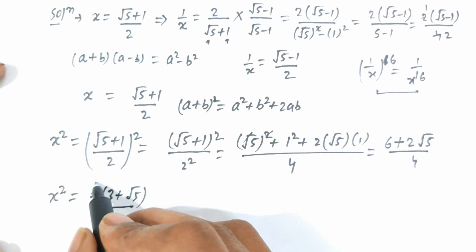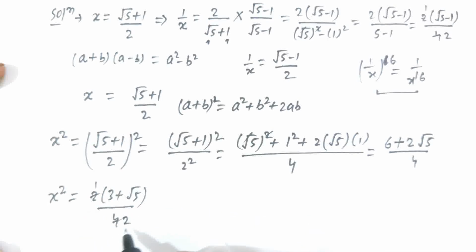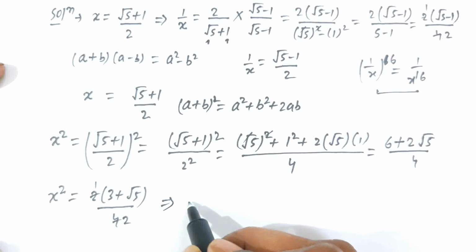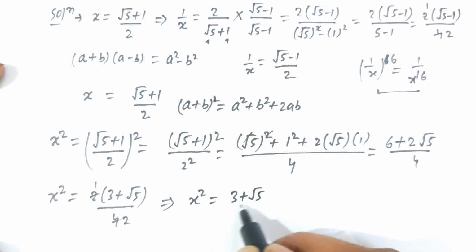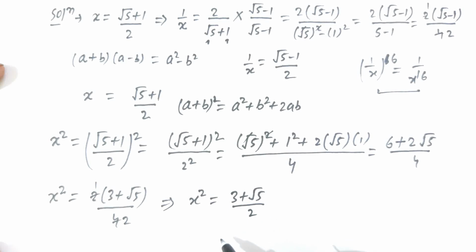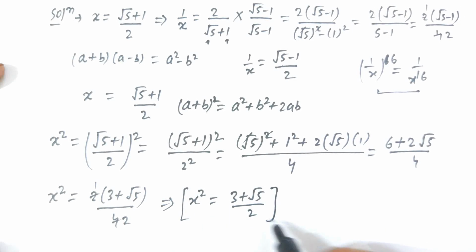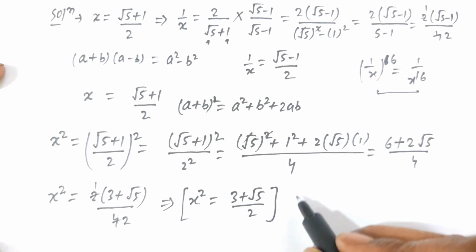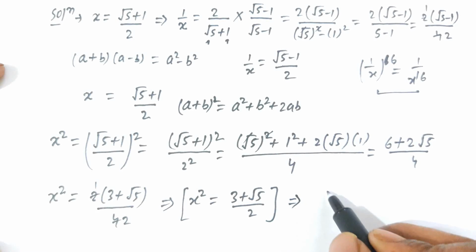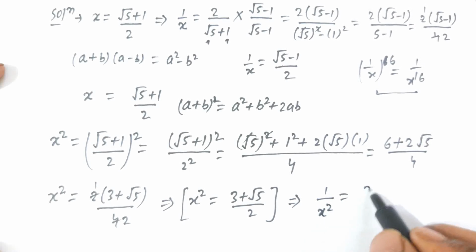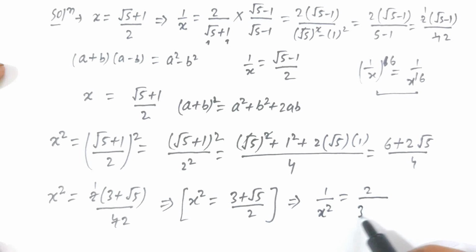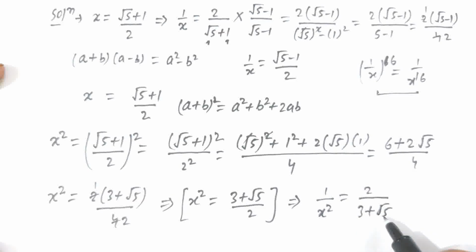This 2 is divided by 2, then we get 1, and this 4 is divided by 2, then we get 2. Then the value of x square is equal to (3 plus square root of 5) divided by 2. If we take the reciprocal on both sides, then on the left hand side we have 1 by x square, which is equal to 2 divided by (3 plus square root of 5).